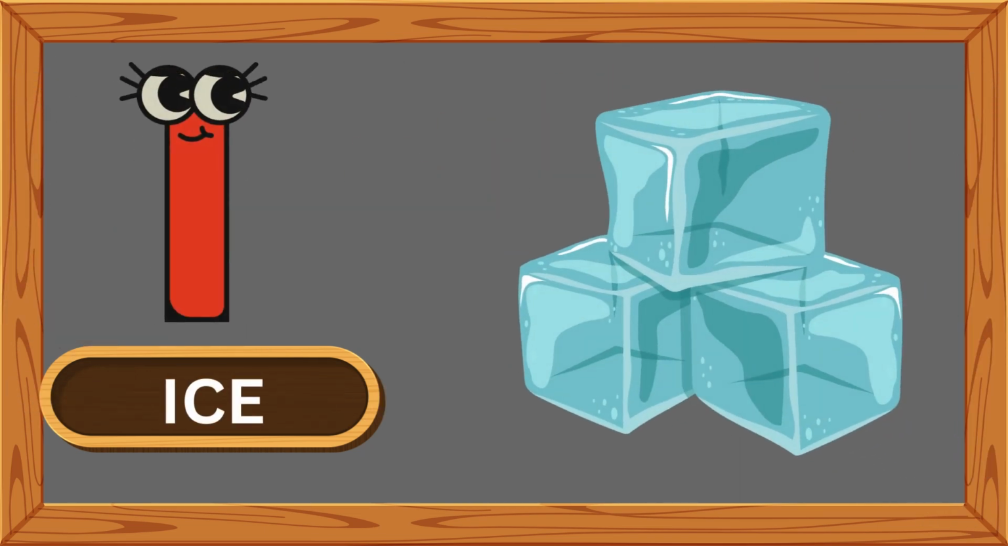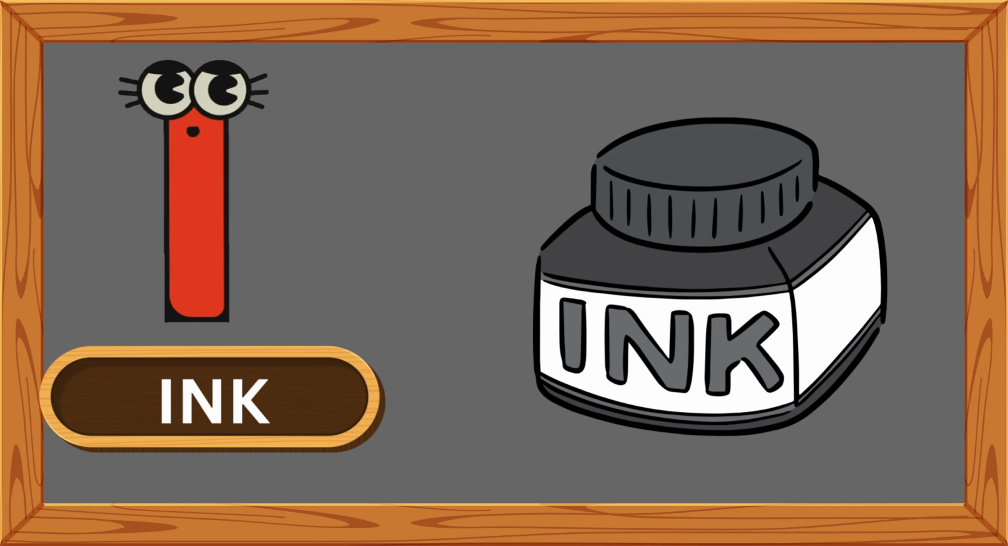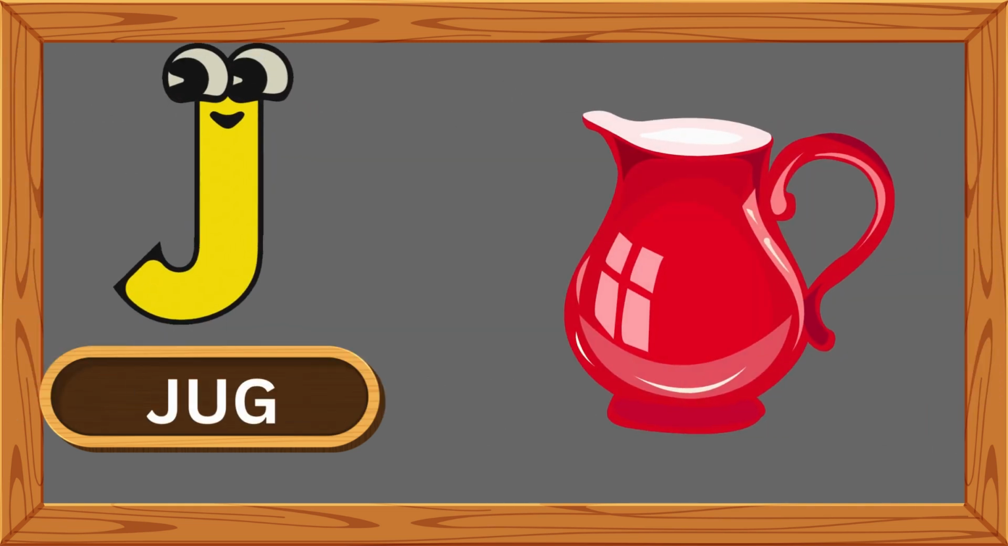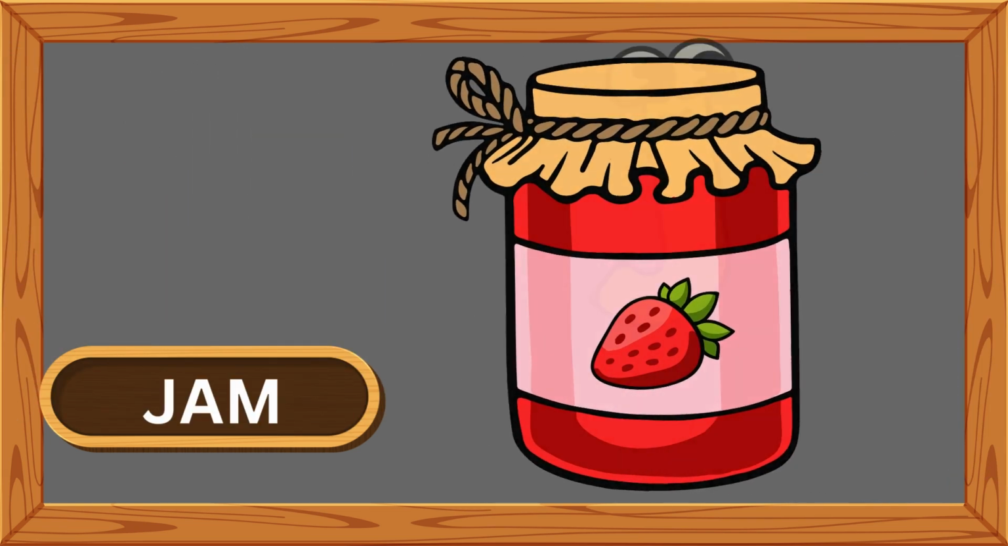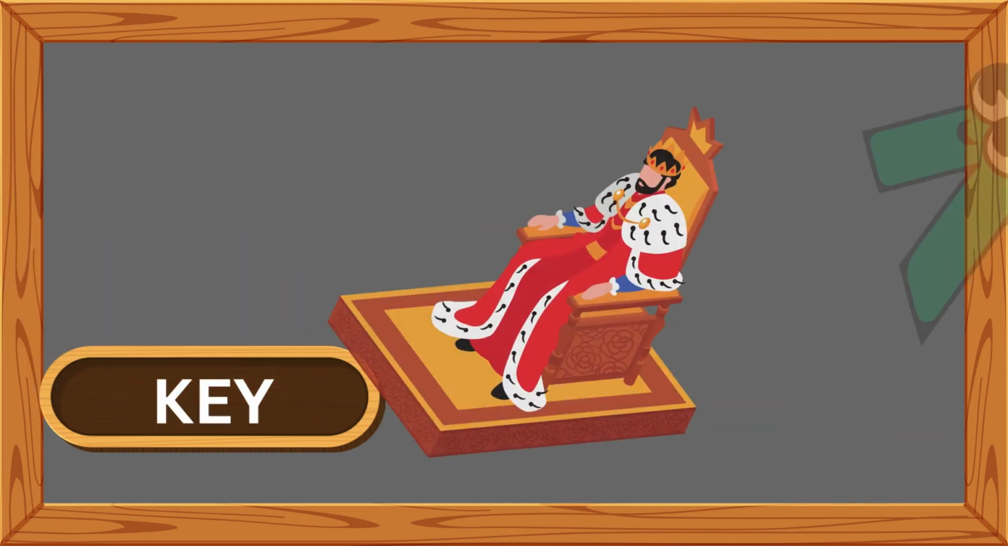I for ice, I for ink, E. J for jug, J for jam, J. K for kite, K for key, k. L for lion, L for lamb.